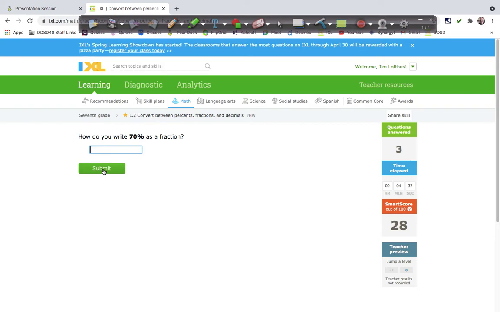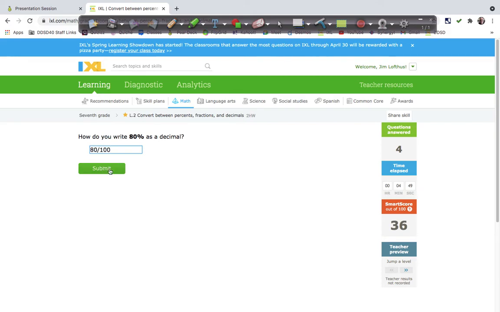70% as a fraction. I was told that we needed to simplify. I'm going to try not simplifying and see what happens. So this should be 7/10, but I'm going to put 70 over 100, which is equivalent, and it still says it's correct. And so I'll just keep going that way.